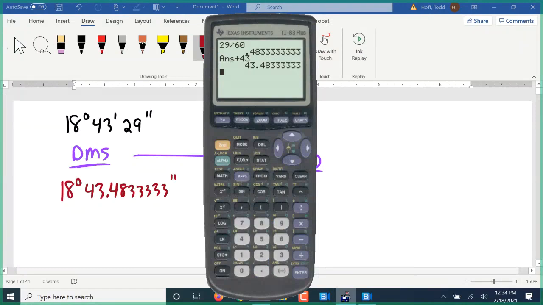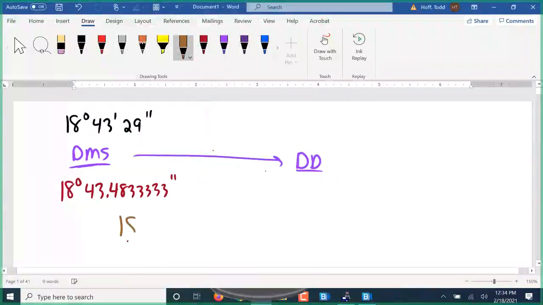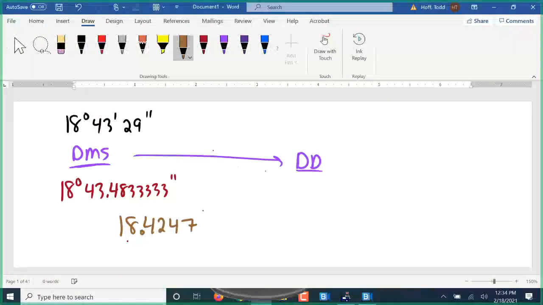So now I've got to turn that 43.483333 minutes into degrees. I do that by dividing by 60 again. It's 0.7247 degrees. So I'm going to add the 18 degrees I already had, and I get 18.4247 degrees. Remember, when we're doing decimal degrees, 4 decimal places is what we desire.